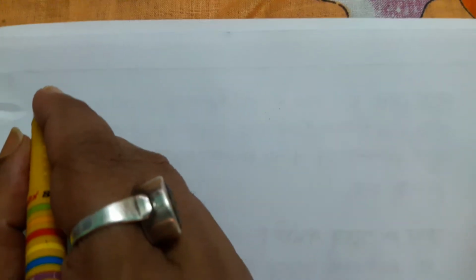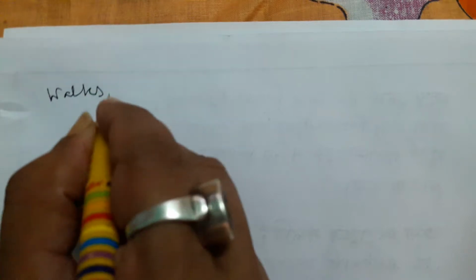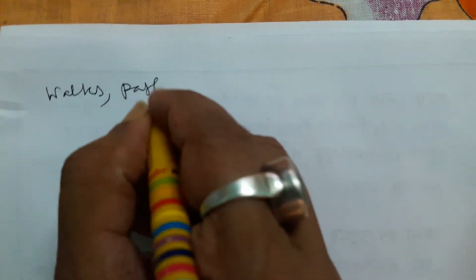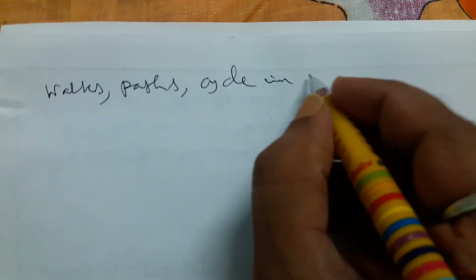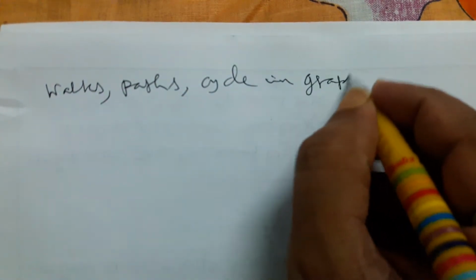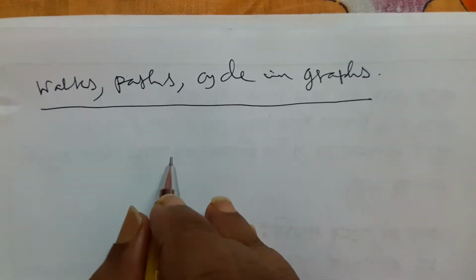Welcome to the viewers. Now we discuss walks, paths, and cycles in graph theory. It's a concept of what a walk is and what a path is.